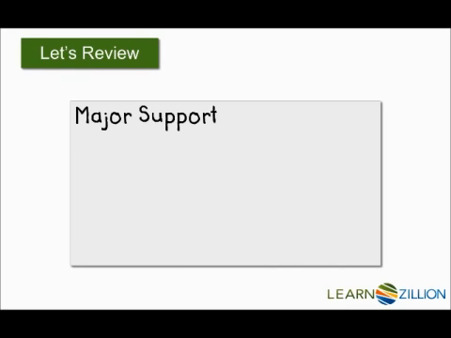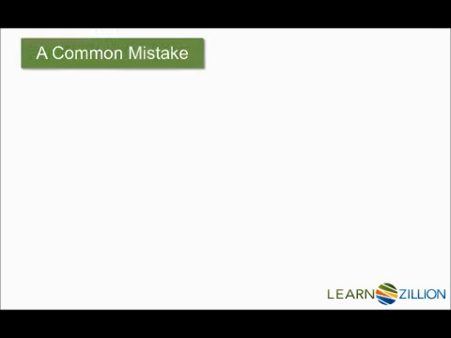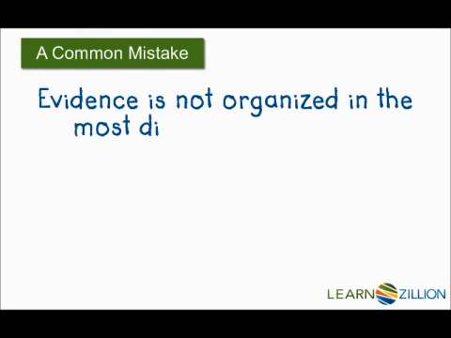Let's review boxes and bullets, a way that we organize our information for a body paragraph. First, we have our major supporting reason, followed by bulleted evidence. A common mistake that writers often make is that the evidence is not organized in the most direct way possible.